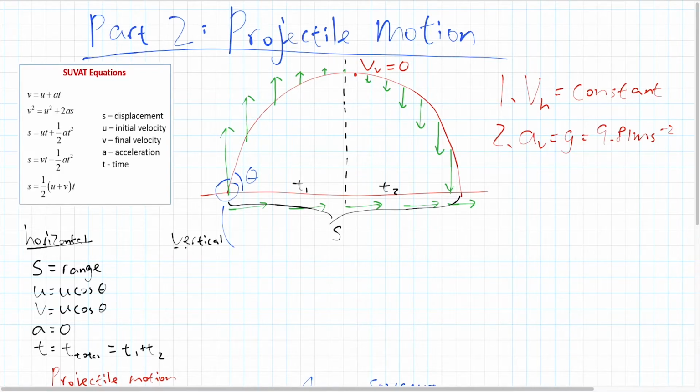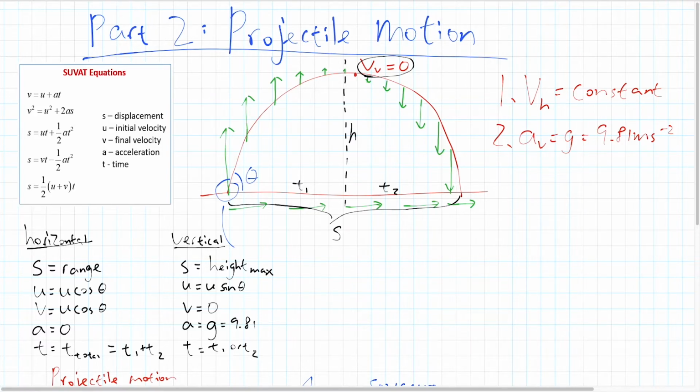For the vertical components, s, which is the distance, will be the maximum height of the projectile, represented as h, which is the height of the projectile from the middle of the range to the vertex. The initial velocity u will be u sin theta, which is the vertical side of the triangle. The final velocity v is 0 because v is always 0 when the object is at the vertex. The a will be acceleration due to gravity, g, which rounds to 9.81. Time t is just t1 or t2 depending on the question, as the vertical component only calculates up to the vertex of the projectile motion.